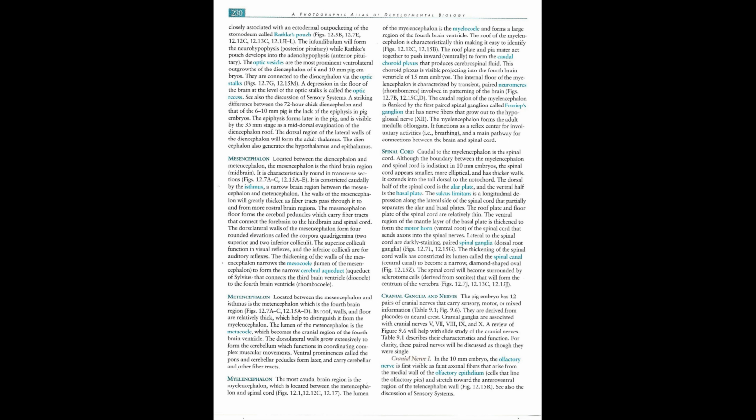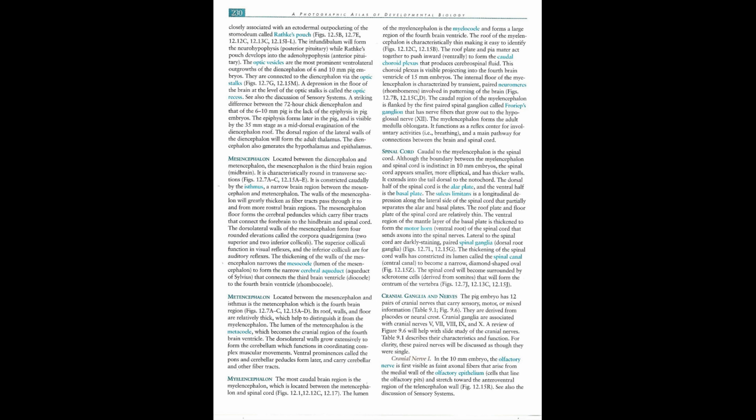Although the boundary between the myelencephalon and spinal cord is indistinct in 10 mm embryos, the spinal cord appears smaller, more elliptical, and has thicker walls. It extends into the tail dorsal to the notochord. The dorsal half of the spinal cord is the alar plate, and the ventral half is the basal plate. The sulcus limitans is a longitudinal depression along the lateral side of the spinal cord that partially separates the alar and basal plates. The roof plate and floor plate of the spinal cord are relatively thin.